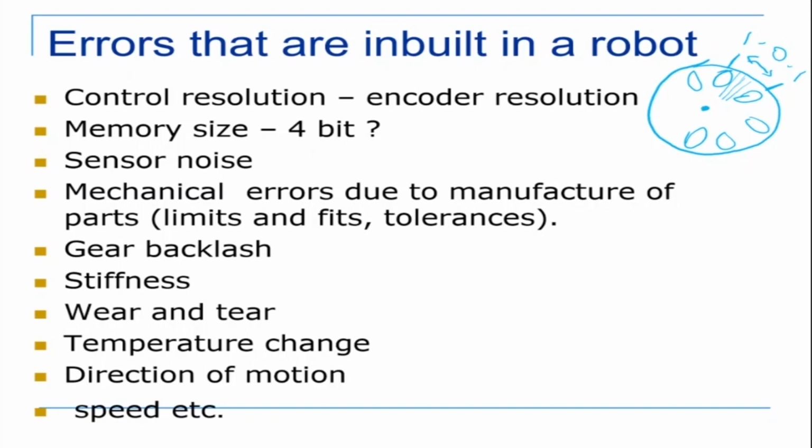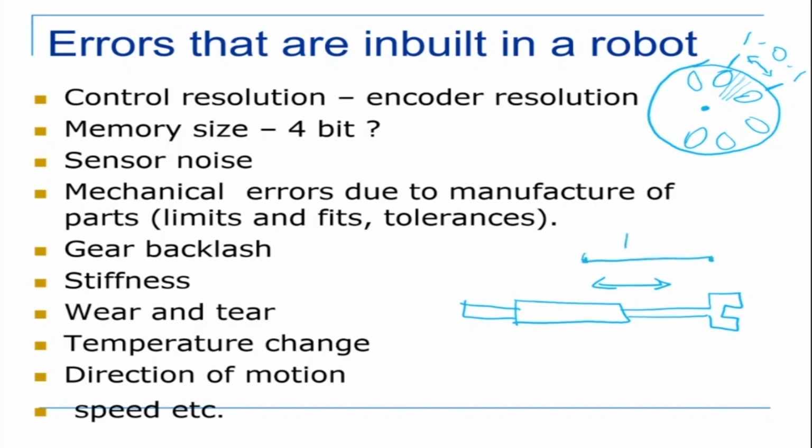For example, let's take the example of a linear actuator, which is easier to understand. We have a linear actuator which can translate, and the end effector can move from here. Let me say the total range of the end effector is from here to here, just for example, and this is 1 meter. It can go a maximum of 1 meter.